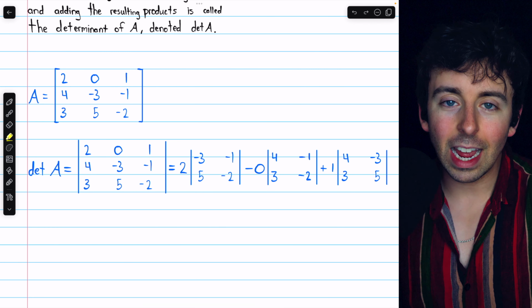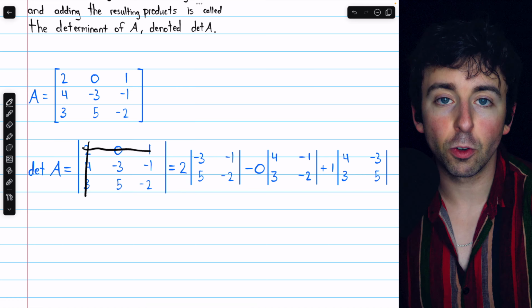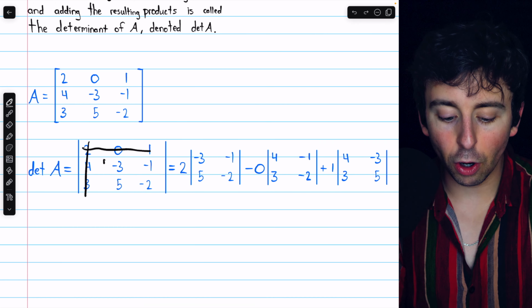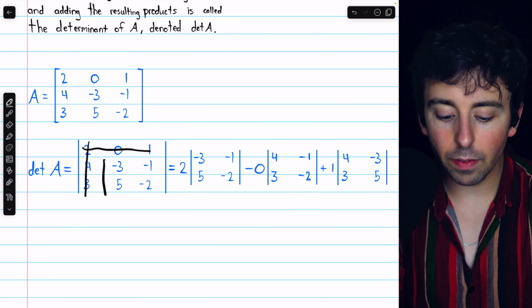In this first term, for example, with that entry 2 from the first row, we eliminate the row and column that entry is in, and then it's going to be multiplied by the determinant of the remaining submatrix. You can see that. That's where this determinant comes from. Then we move on to the next term in the row, which is 0, and again eliminate its row and column and take the determinant of the remaining submatrix, 4, -1, 3, -2.